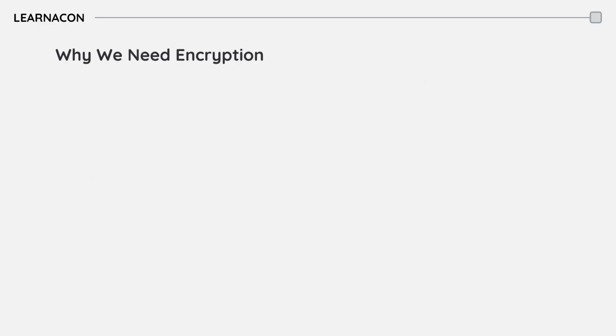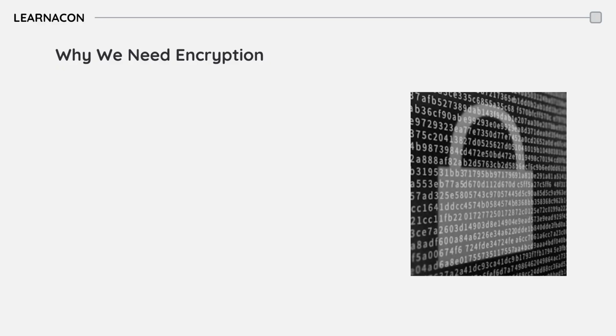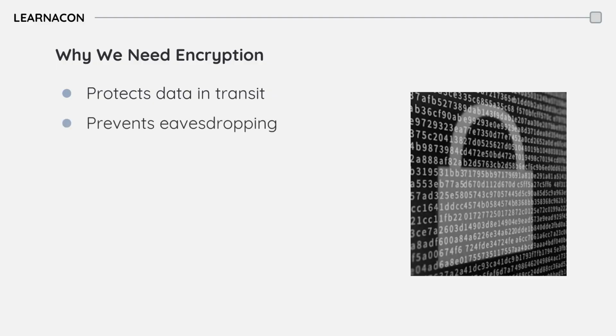Now let's talk about encryption. Why do we need it? Encryption protects data as it travels between devices. Imagine sending a postcard through the mail. Anyone can read it. Encryption turns that postcard into a lockbox that only the recipient can open. It scrambles the message, so even if intercepted, it's unreadable.